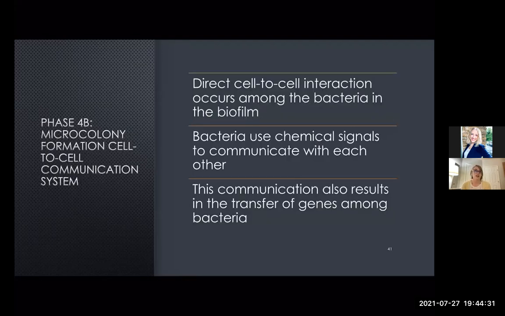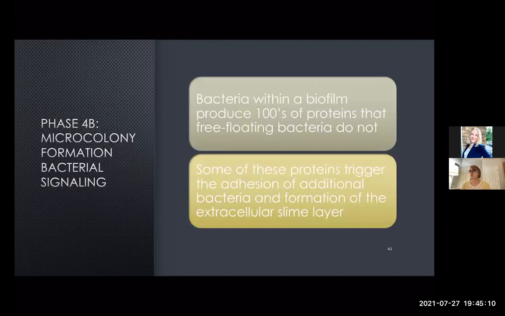So what is this cell-to-cell communication system? There is direct interaction where they can collide with each other and then adhere, but they also use chemical signals called chemotaxis. Chemotaxis is a chemical signaling system. They can communicate with each other. And this results in the transfer of genes among bacteria. So this one is like, hey, I'm really pathogenic. Here, have some of my DNA, and you can be more pathogenic too. Not great. Not great for us at all.